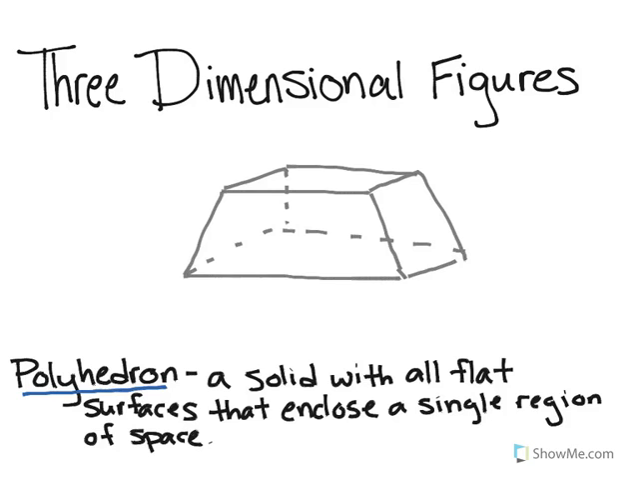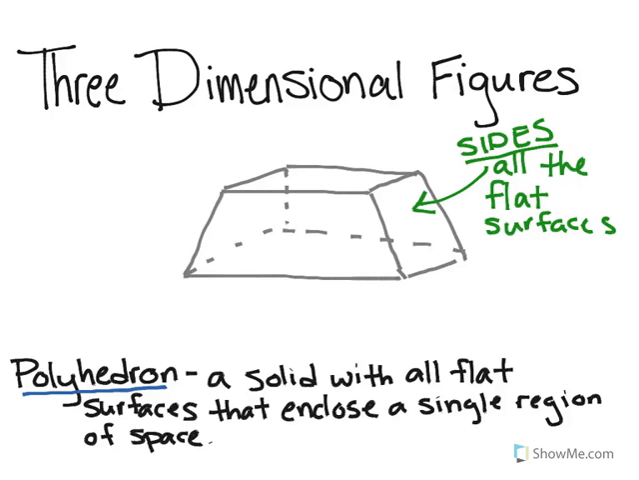So the polyhedrons have different parts of them that we need to know. The first one that we're going to talk about is a face, and that's what we were just talking about. It's the flat surfaces that make up the polyhedron. So all the flat surfaces. The other part that we need to know is the edges, and the edges are simply these pieces right here. So all of these intersecting planes are what we call the edges.